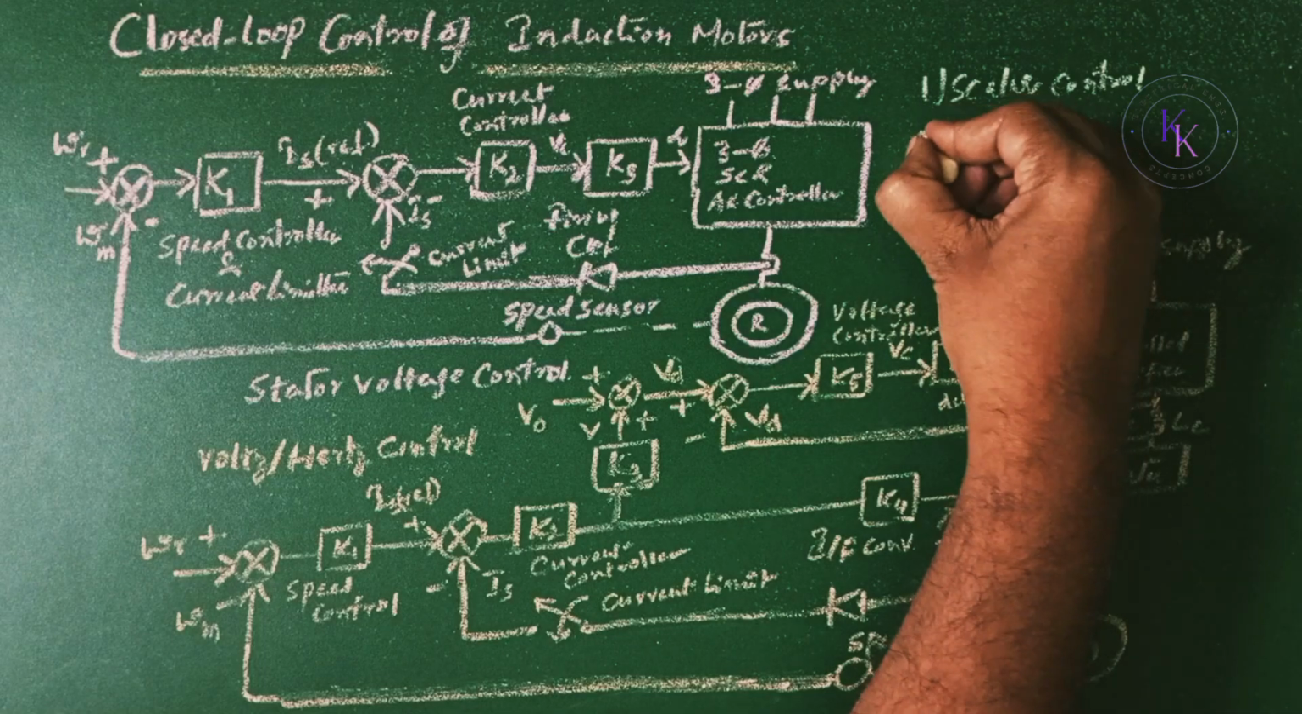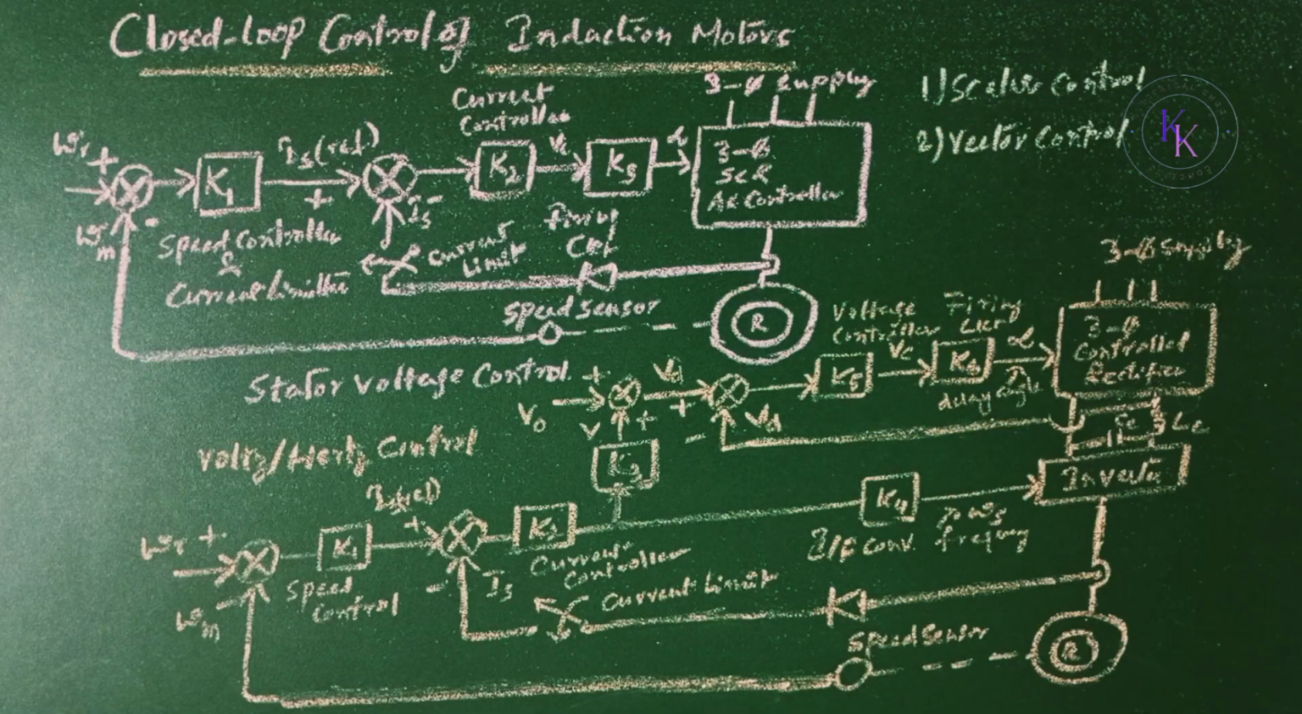Then the second one, the vector control, where both the magnitude and phase of the control variables are controlled. Third one, adaptive control, where the parameters of the controller are continuously varied to adapt to the variations of output variables.